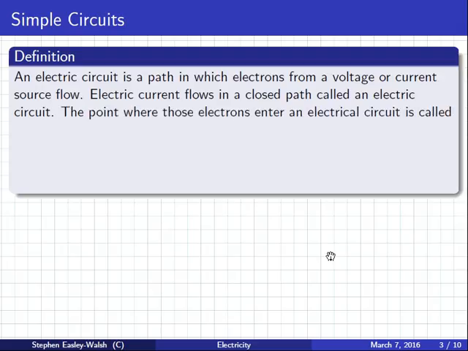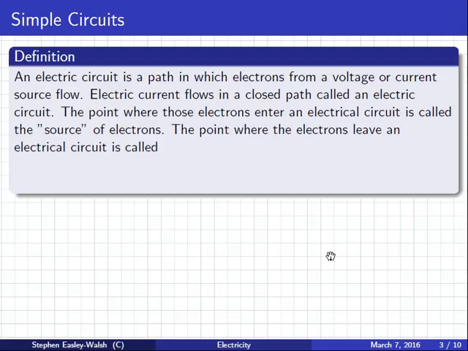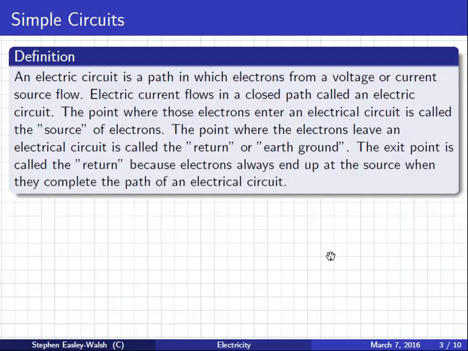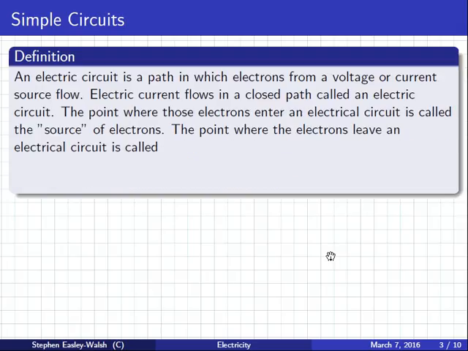The point where the electrons enter the circuit is called the source. The point where they leave the circuit is called the return, or the ground, earth ground. The exit point is called the return because electrons always end up at the source when they complete the path of the electrical circuit. This is what you need for the exam.